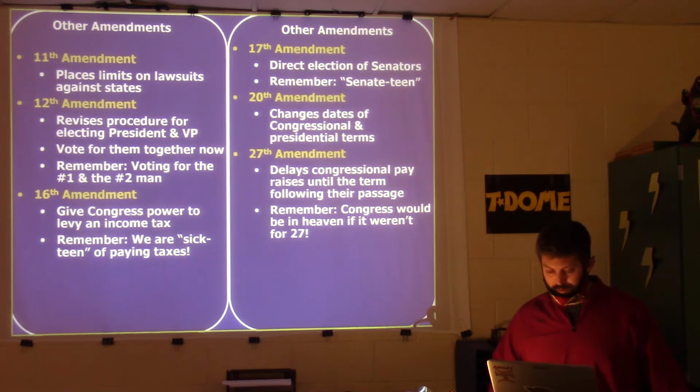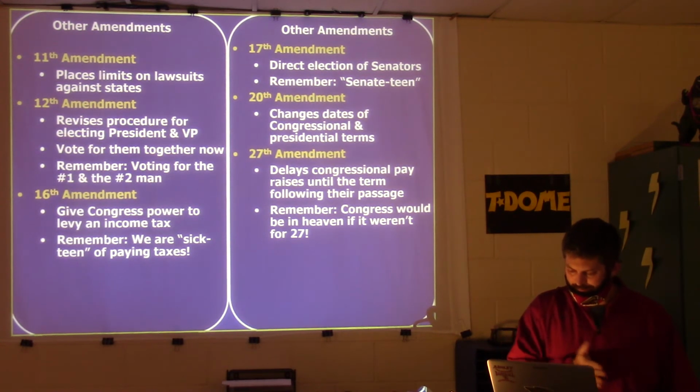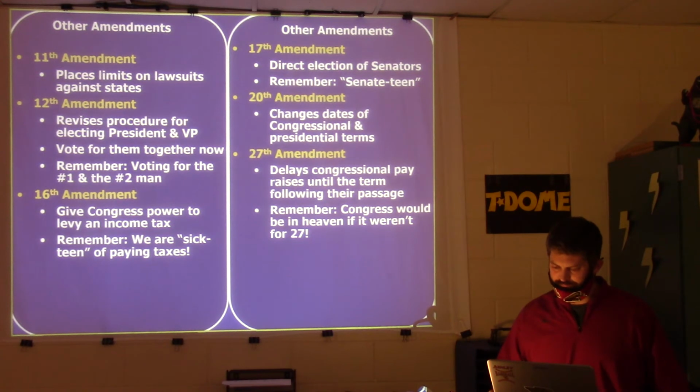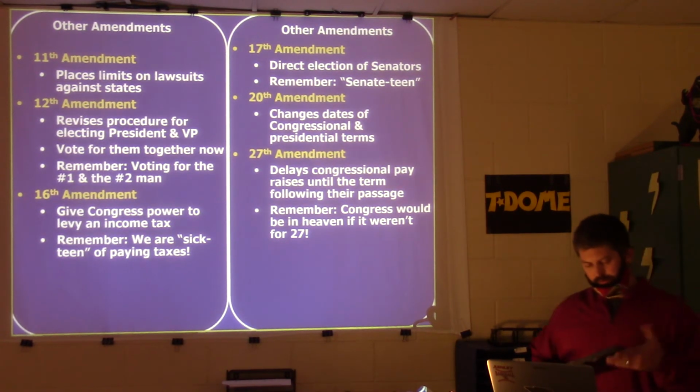And then the 27th Amendment, the only amendment that was passed during my lifetime, delays congressional pay raises until the term following their passage. They can't vote to give themselves raises. That's known as political graft, political corruption. So the 27th Amendment stopped that. Are we done? We're done. Congratulations, everybody. We've completed Unit 3.